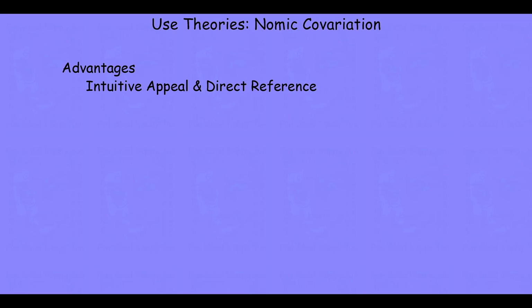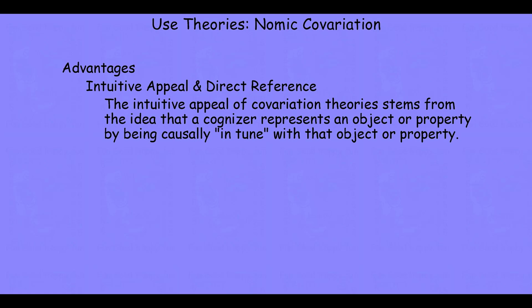The first advantage that an advocate of gnomic covariation theory might claim has to do with whether or not one finds direct reference accounts of content intuitively compelling. The intuitive appeal of covariation theories on this account stems from the idea that a cognizer represents an object or a property by being causally in tune with that object or property. That is, it provides an explicit linkage between the object or property out in the world and the cognitive state.